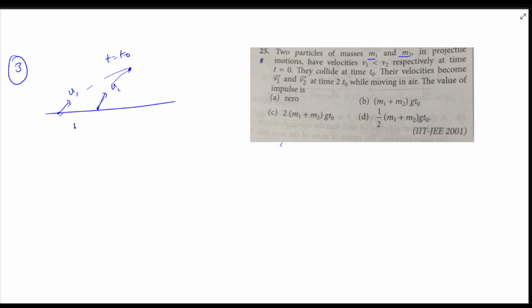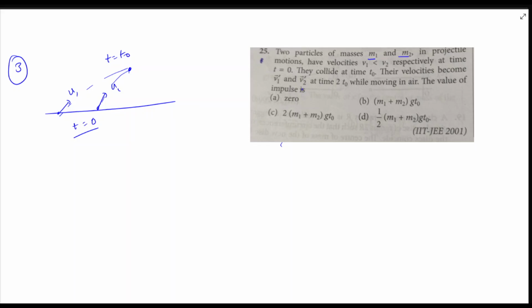Now in this question, there are two particles with masses m1 and m2 in projectile motion. They have velocities v1 and v2 at t equal to 0. Then at t naught they collide. I don't know from where they have been thrown. So let's say this is v1 and this is v2, and after some time t naught they collide like here. This happens at t equal to t naught, and this happens at t equal to 0, right?